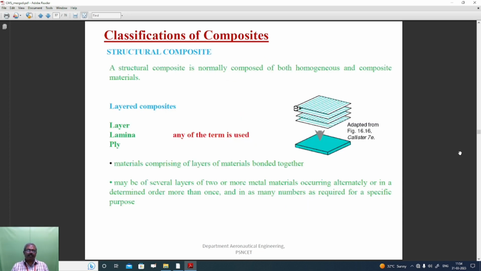Then structural composites. A structural composite is normally composed of both homogeneous and composite materials. They are called layered composites. That is layer, lamina, ply. Any of these terms is used to call this type of layered composite. Materials comprising layers of materials bonded together are called laminates. It may be several layers of two or more materials occurring alternately or in a determined order more than once, and in as many numbers as are required for a specific purpose.